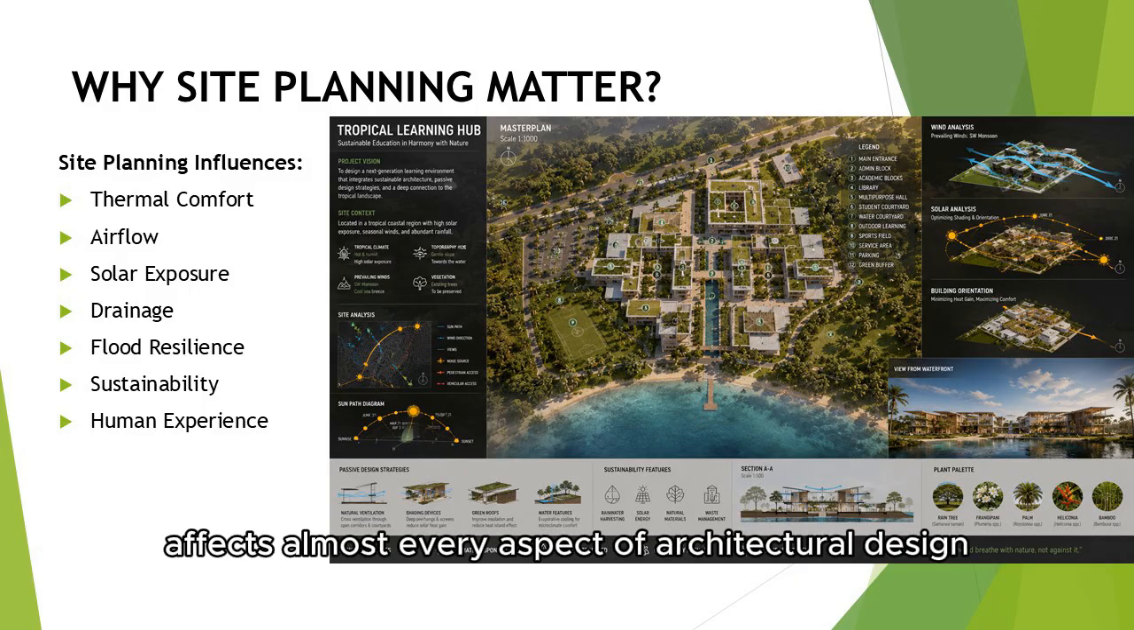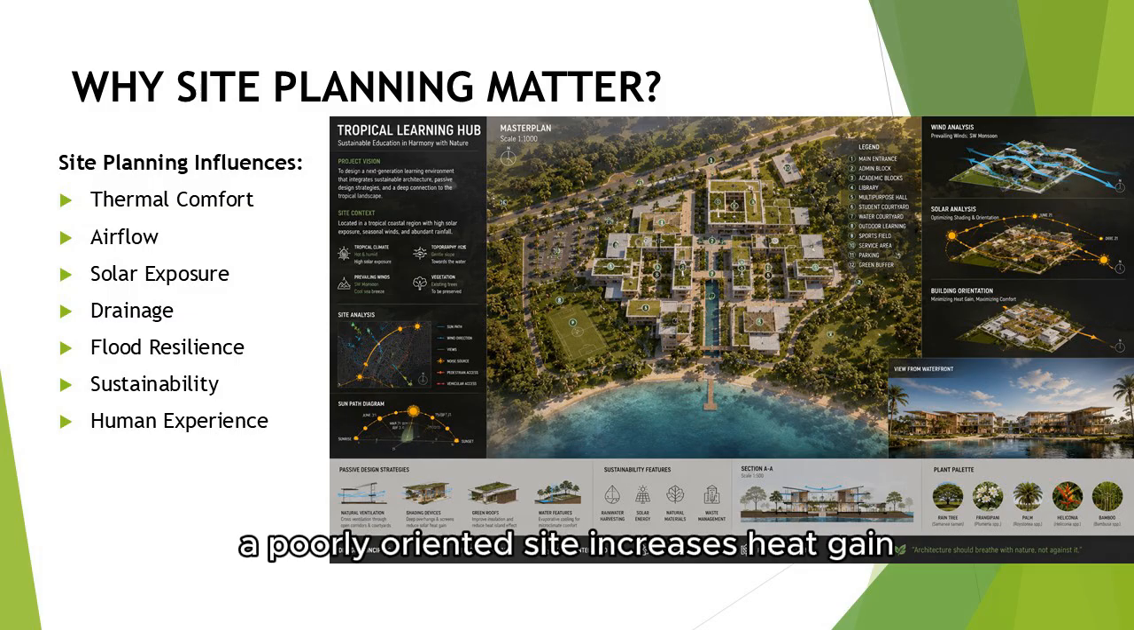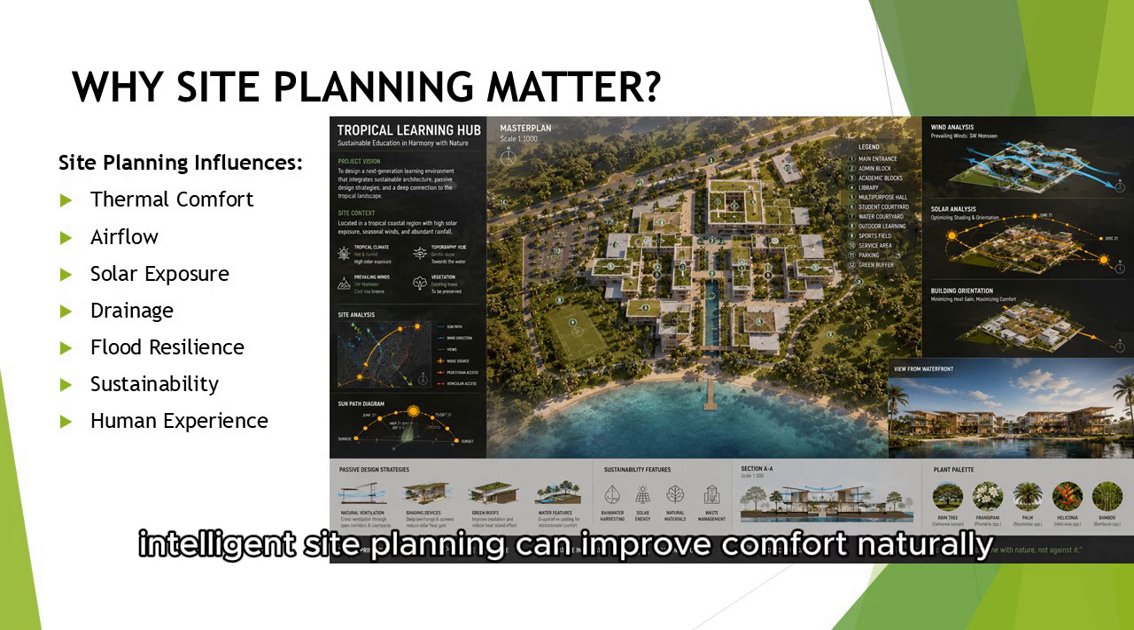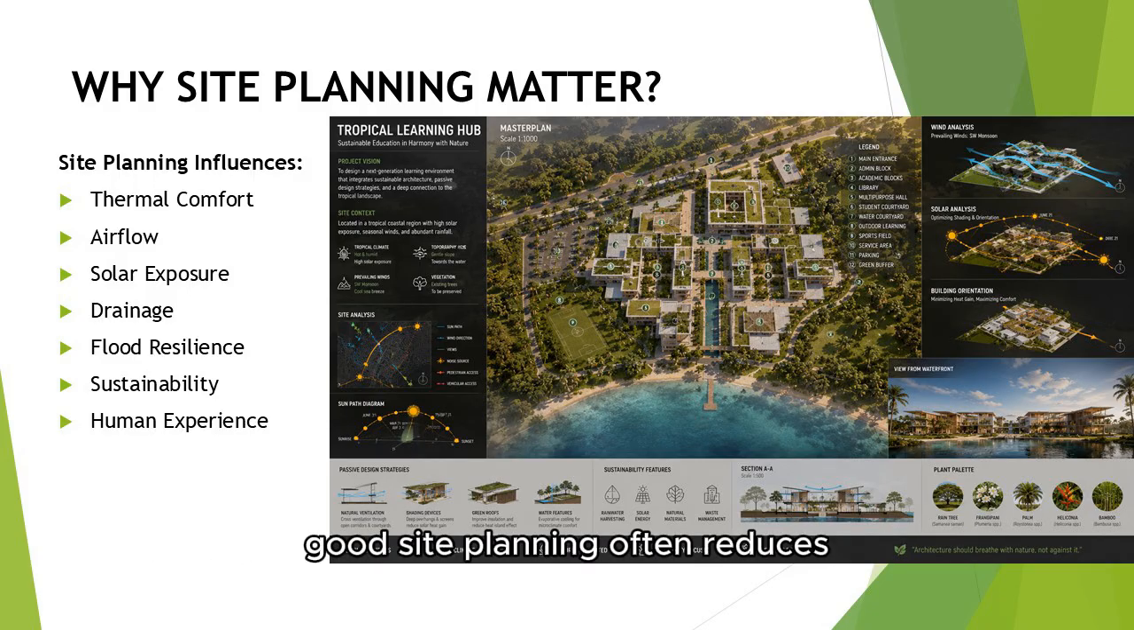So, site planning affects almost every aspect of architectural design. A poorly oriented site increases heat gain. Poor drainage creates flooding. Improper placement may block ventilation. Conversely, intelligent site planning can improve comfort naturally. Good site planning often reduces future energy consumption and increases environmental resilience. Therefore, architects must treat site planning as a fundamental design activity rather than a preliminary step.